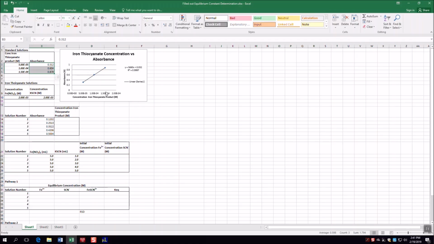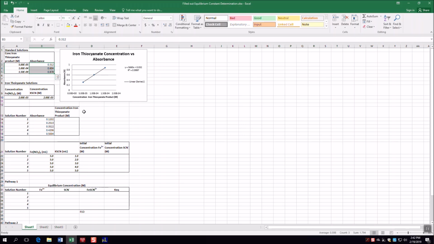this graph being the calibration curve. When you come into lab, your TA is going to have 3 solutions made for you. Those 3 solutions will be 5 times 10 to the minus 5, 1 times 10 to the minus 4, and 1.5 times 10 to the minus 4 molar iron thiocyanate product solutions. Once you measure the absorbance of those 3 solutions and plug them in on this chart here, your graph will auto-populate and you'll get the line of best fit automatically for your data. So make sure you do that when you come into lab.